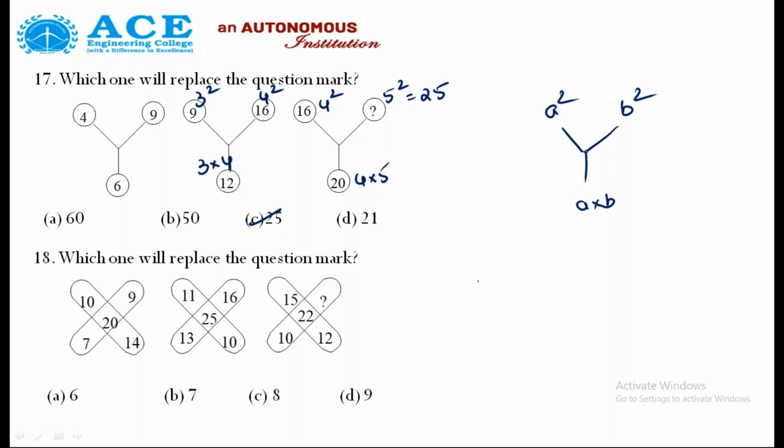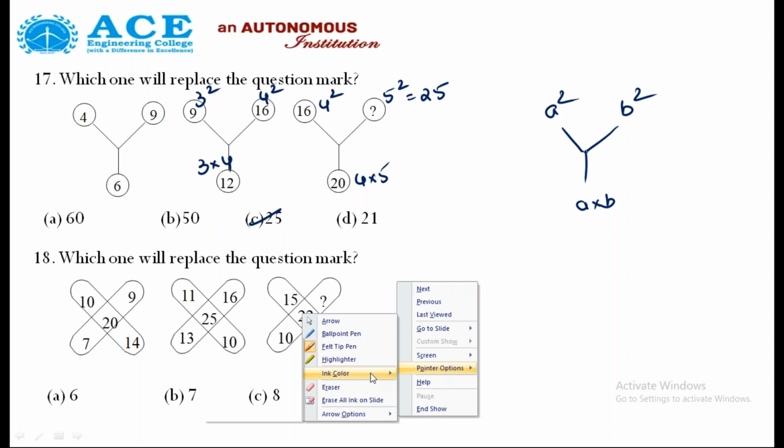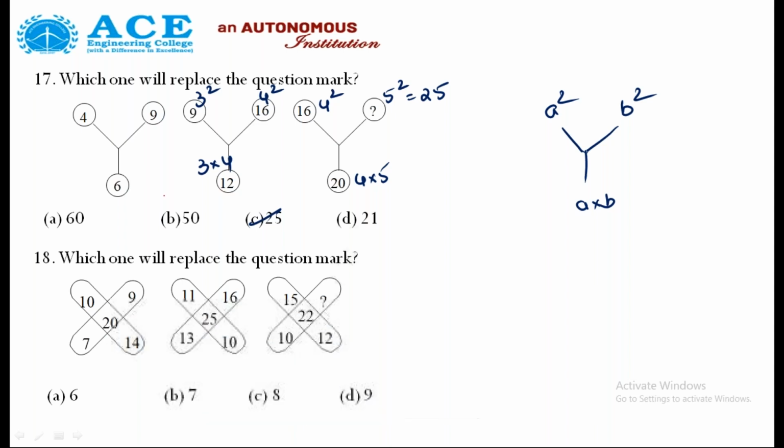So this logic, yes. 2 square, 3 square, 2 into 3. 4 square, 5 square, 4 into 5. 3 square, 4 square, 3 into 4. 2 square, 3 square. This is 2 into 3. 3 square, 4 square, 3 into 4, 4 square, 5 square, 4 into 5 like that. Fine. Similarly here, guys, yes, try the logic from your end.